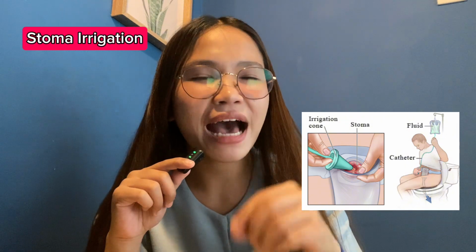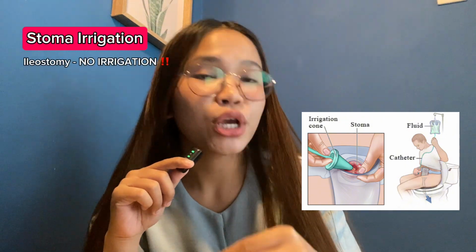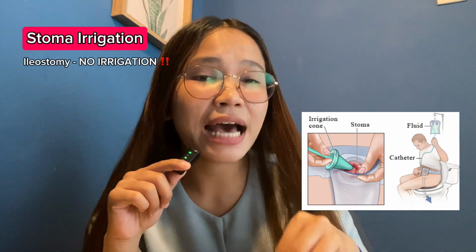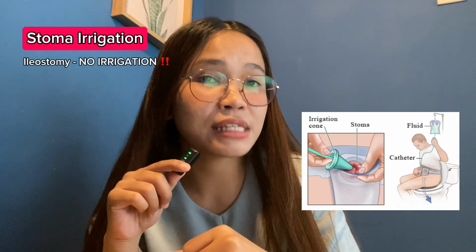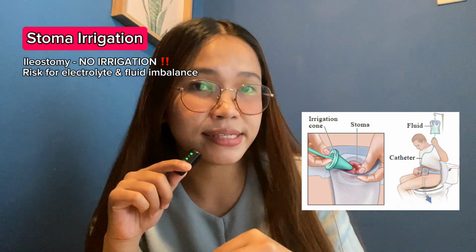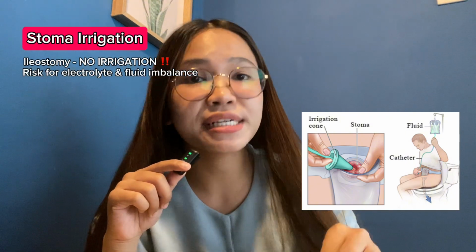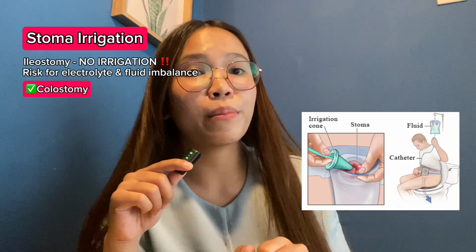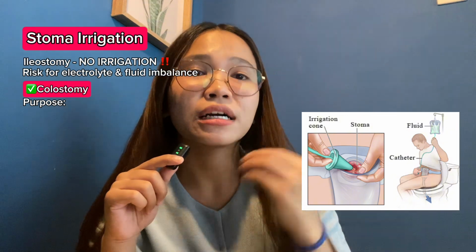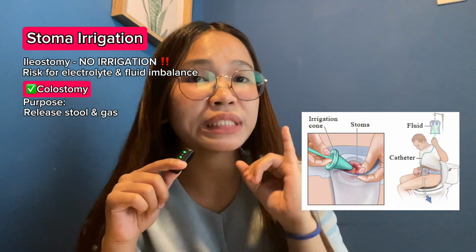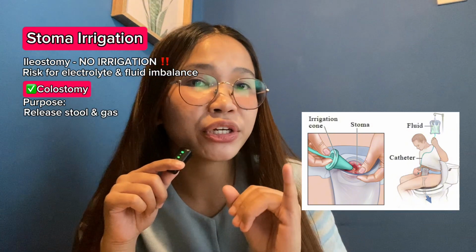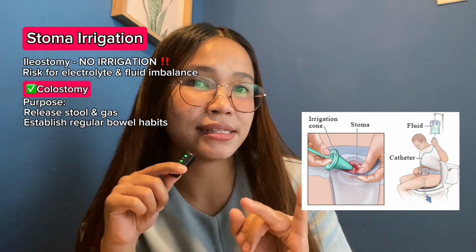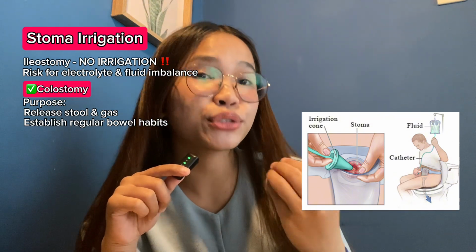Guys, if you have an ileostomy, please take note, you don't do any stoma irrigation. Because if you irrigate an ileostomy, the patient will suffer electrolyte and fluid imbalances. You only do stoma irrigation when the patient has colostomy, pag nasa large intestine ang stoma niya. And what's really the purpose of stoma irrigation? Number one, it's to release stool or fecal matter and gas. And number two, it's to establish bowel habits so that you can regulate bowel control.